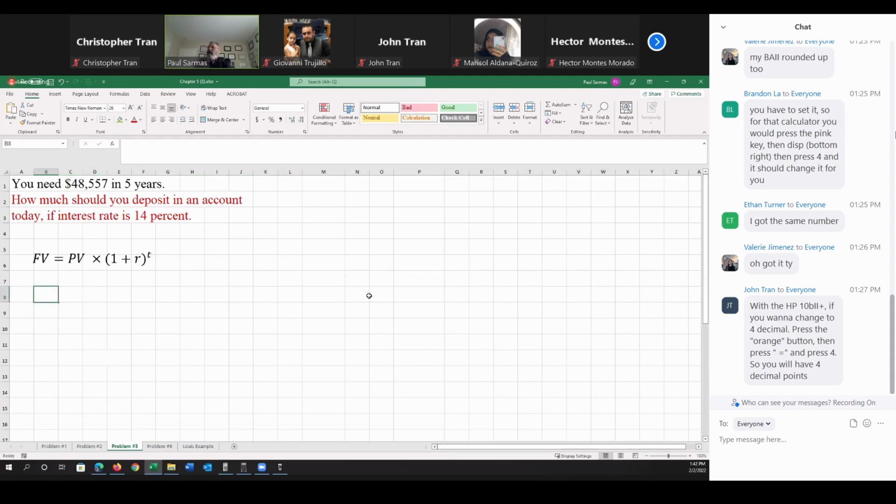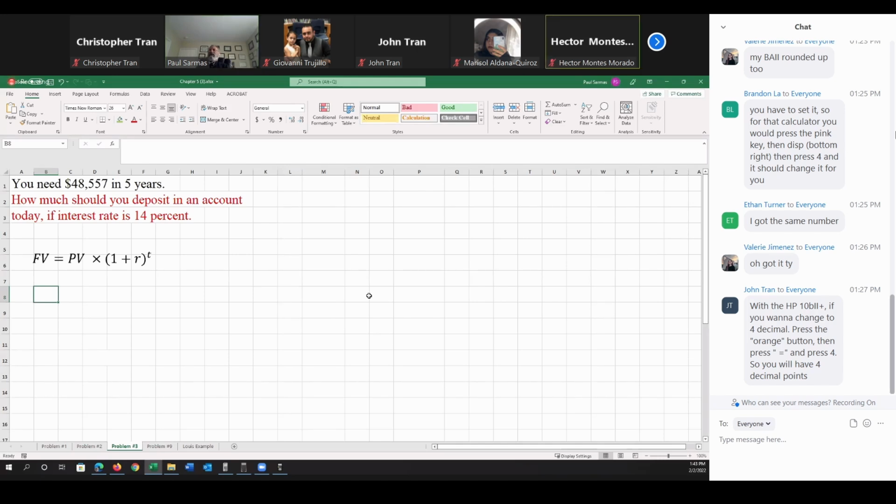Okay, you need $48,557, and that's problem number 3. Problem number 3 is at the bottom of the spreadsheet, if you put your mouse and click on the tab. You get $48,557 in 5 years. How much do you need to deposit in an account today if interest rates are 14%?